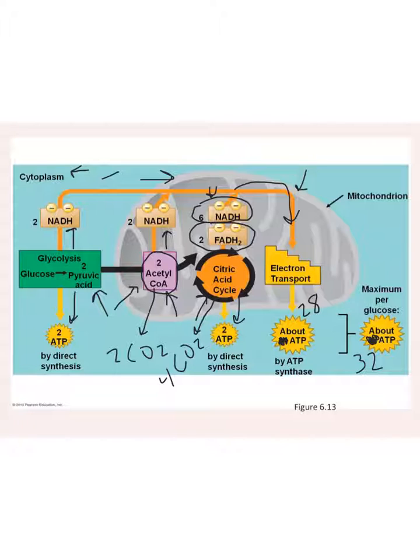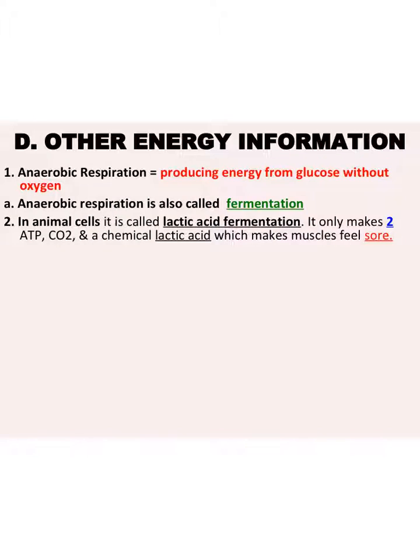On a question on the test, it would be something like this. During aerobic respiration, how many ATPs are produced? A, 2, that's false. B, 8, false. C, 32. D, 150. Obviously, 32. Somewhere in the 30s, 32, 34, 36. Just know it's somewhere in the low to mid 30s is what we make in aerobic respiration.